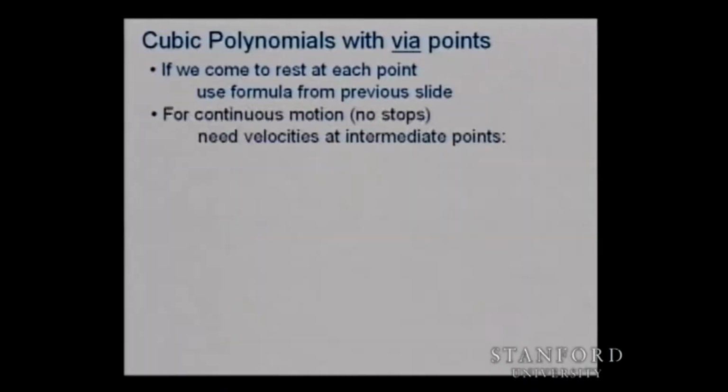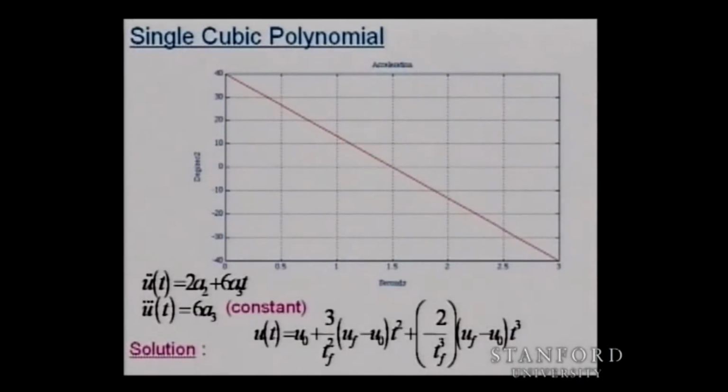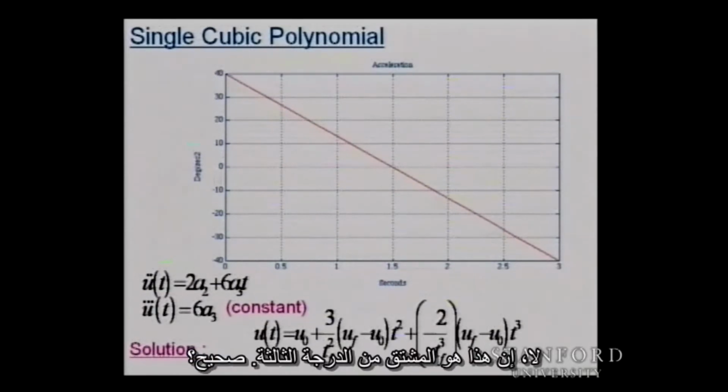In your previous slide, you had 6a3. Shouldn't it be 6a3 times t? I think I probably had it at a particular, oh, you're right. Yeah, no. Hold on a second. u dot, no, that's the third derivative, right?